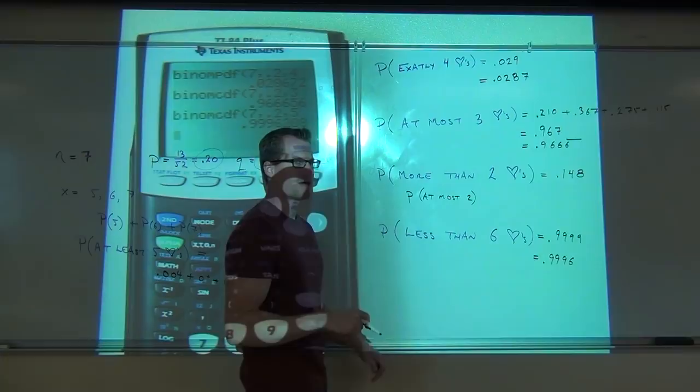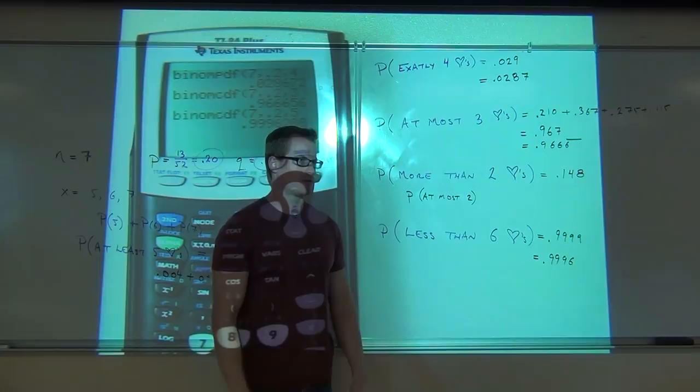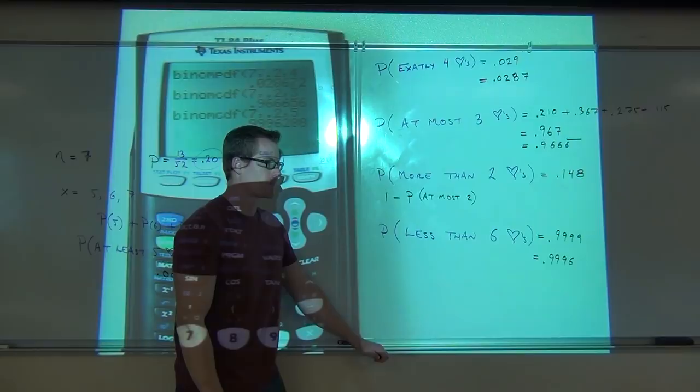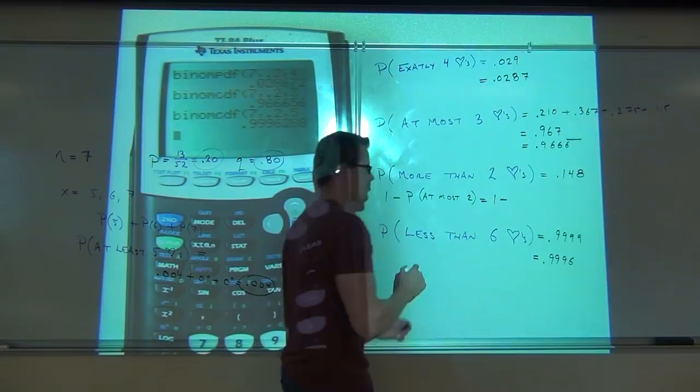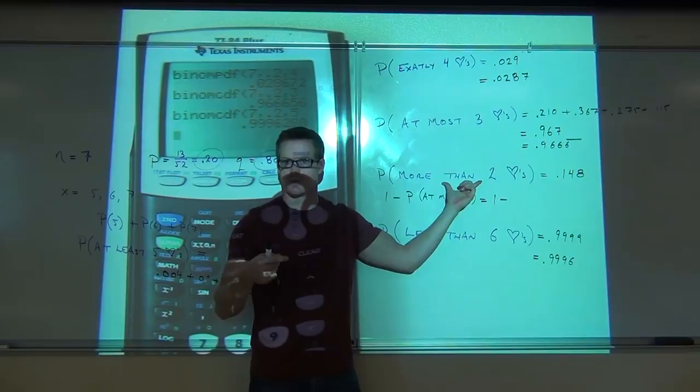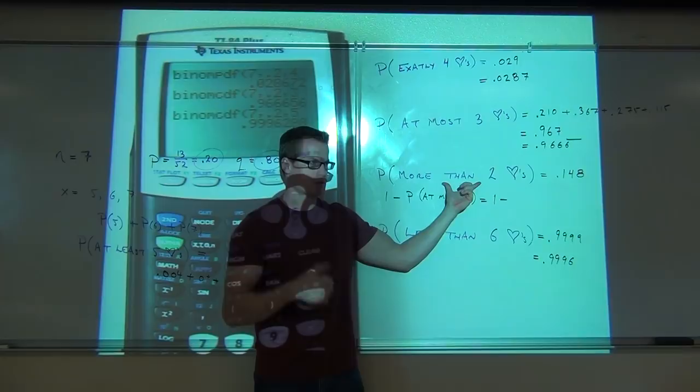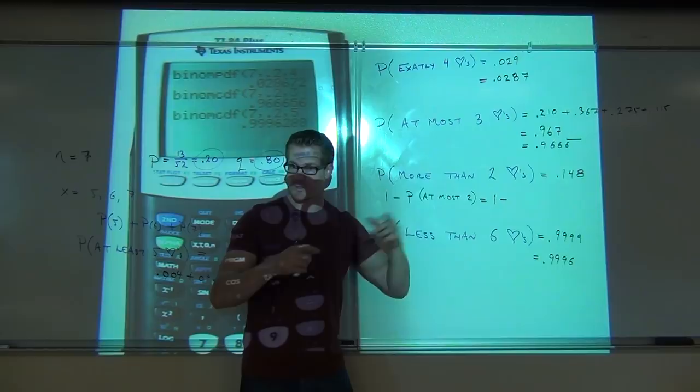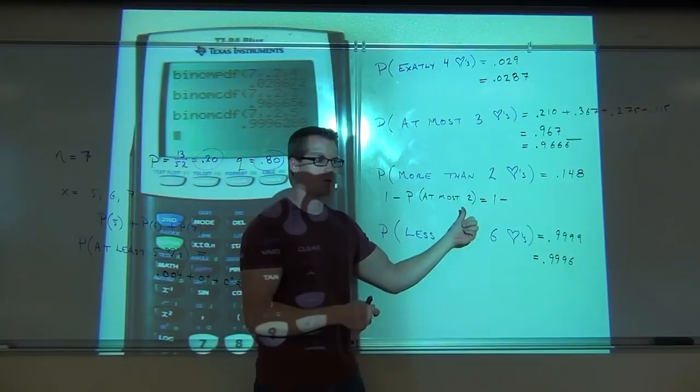Why are we doing that? Well, we know one thing about complements. Complements have to add up to what number? Let's just take this as 1 minus at most 2. Check it out. Aren't these things complements? More than 2 and at most 2? What's more than 2 mean? 3, 4, 5. What's at most 2 mean? 0, 1, 2. Are those things complements? You're either 3, 4, 5, 6, 7 or 0, 1, 2. Those things are complements. Instead of going for this one directly on your calculator, you gotta take 1 minus the complement. This would be our complement here.